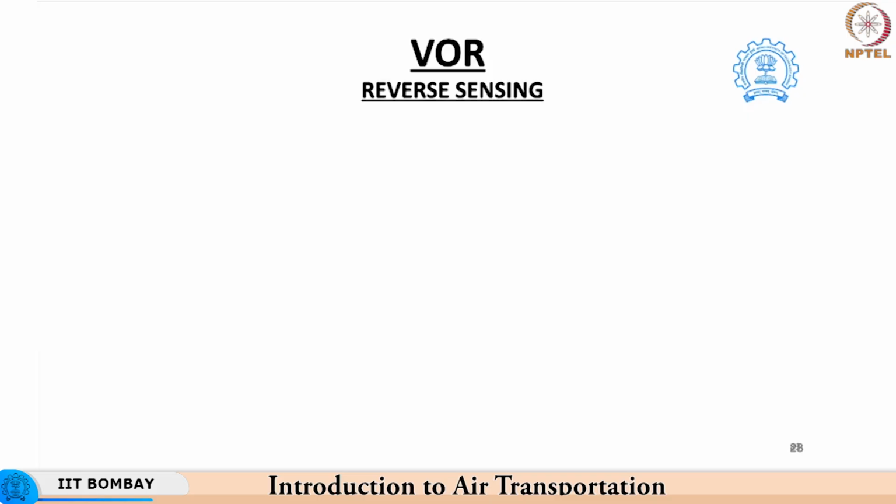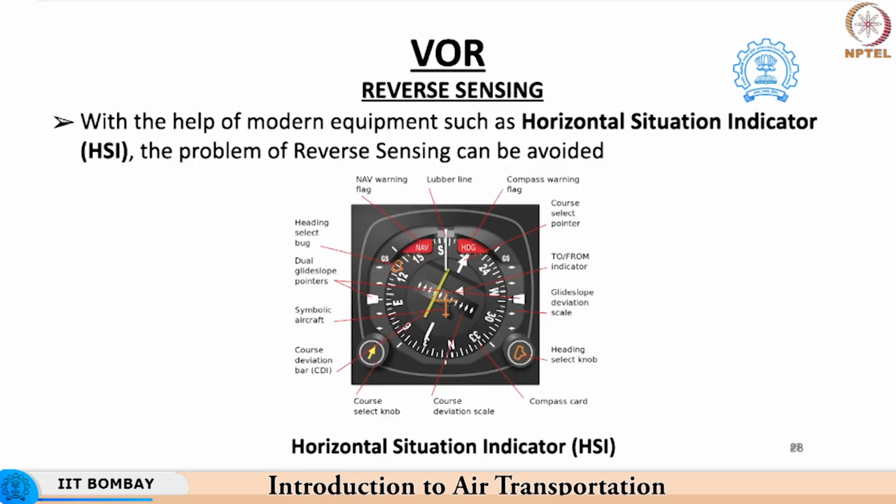In order to mitigate this type of anomaly, pilots make use of an advanced version of the VOR CDI, which is called the horizontal situation indicator. This is an advanced version of the CDI, and because of the underlying methodology that is used in this, it is free from the reverse sensing anomaly that was previously discussed with you.